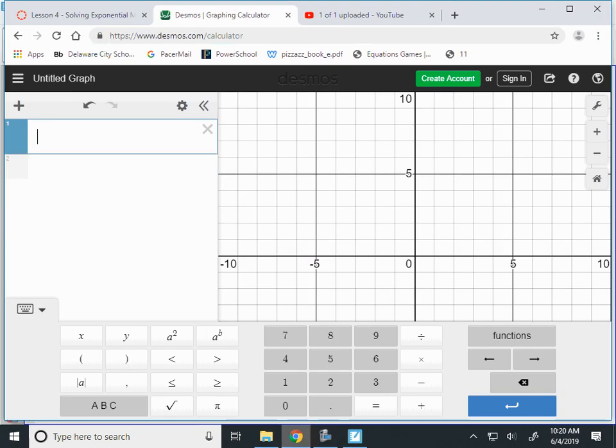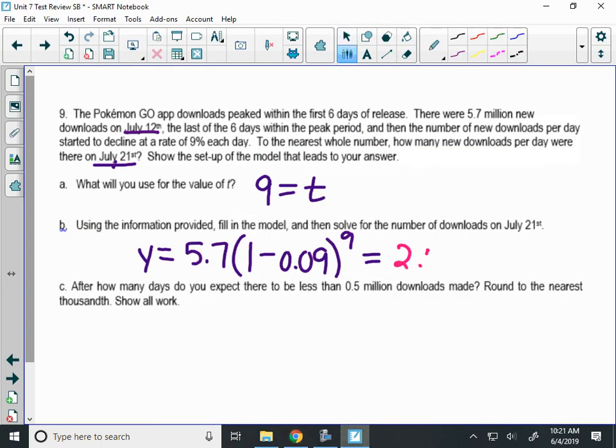So let's type this into Desmos. I have 5.7, parentheses, and I'm just going to do 1 minus 0.09 to the 9th power. And that tells me that after 9 days, on the 21st of July, there were only 2.439 million downloads. So you went from 5.7 to 2.439 million downloads. So it's significantly decreased.